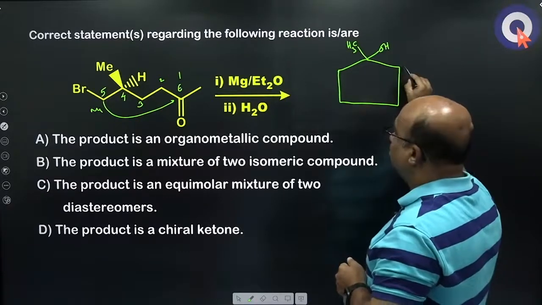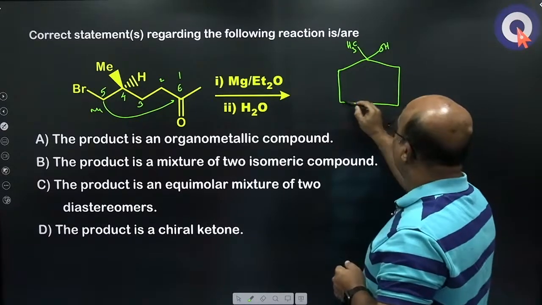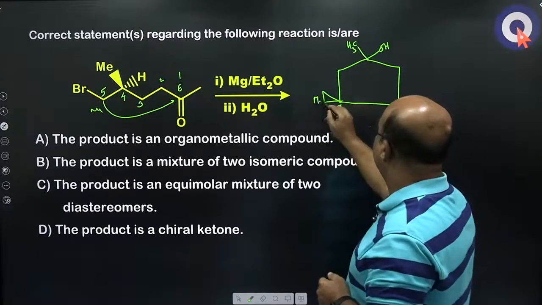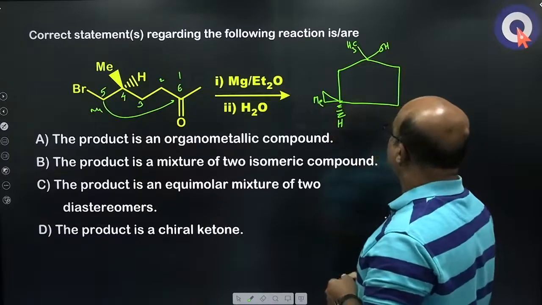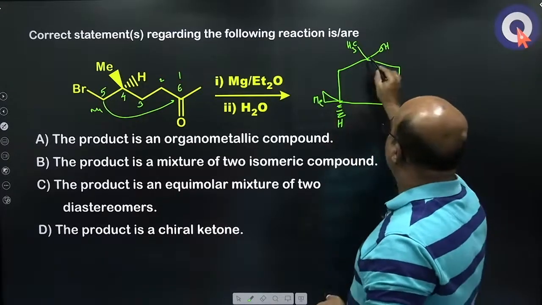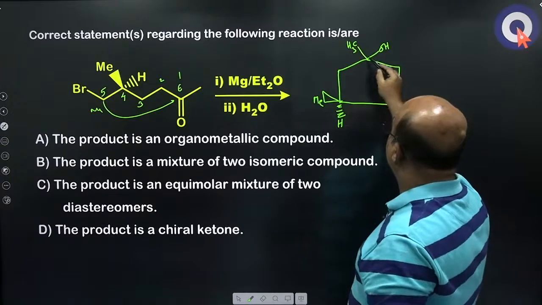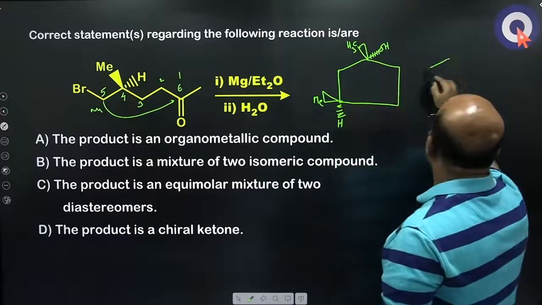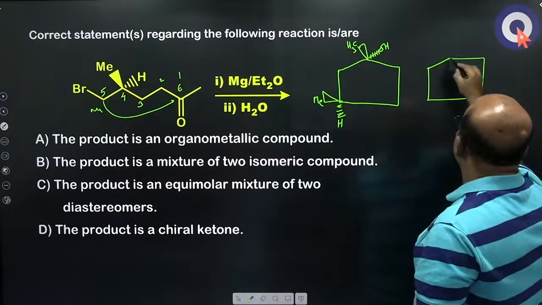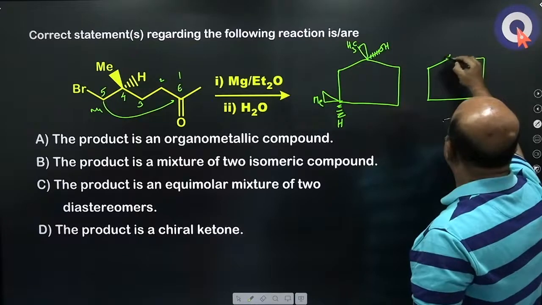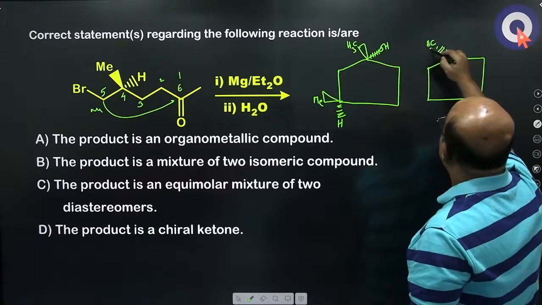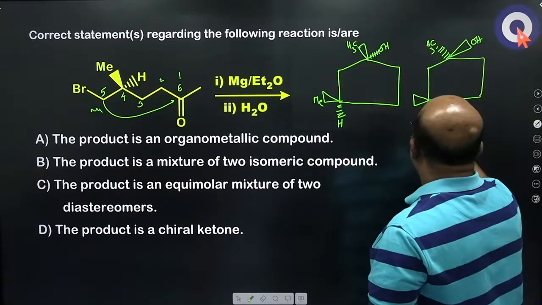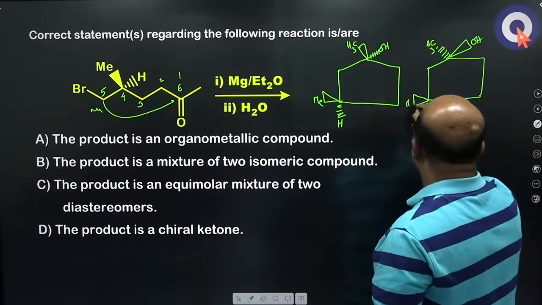Second carbon, third carbon, fourth carbon has a methyl group and hydrogens in. But this one results in 2, which means you will see this CH3 can be above and OH can be below. You can see another one where that CH3 can be below and OH can be above. So here the CH3 and hydrogen position will not affect.